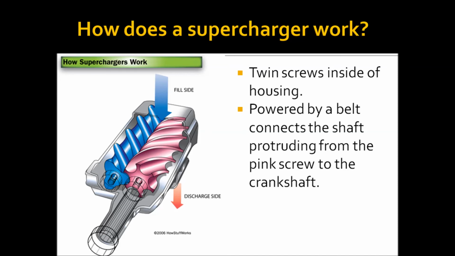One of these screws is connected to a shaft that protrudes outside the main body of the supercharger. This shaft is important as it is connected to the crankshaft via a belt. The crankshaft turns the belt, which turns the screws inside the housing of the supercharger. As these screws rotate, they compress air and force it directly into the engine's air intake, without the use of an intercooler.